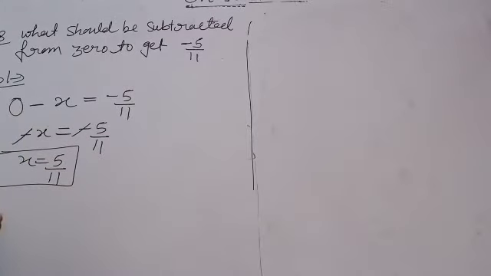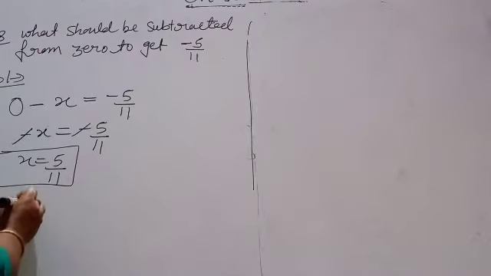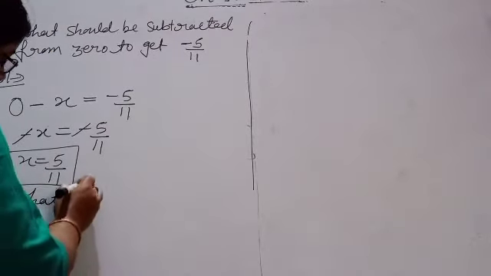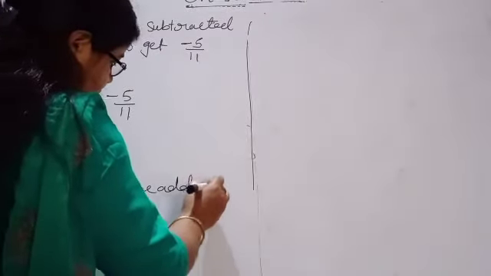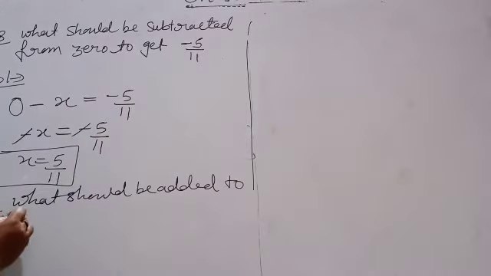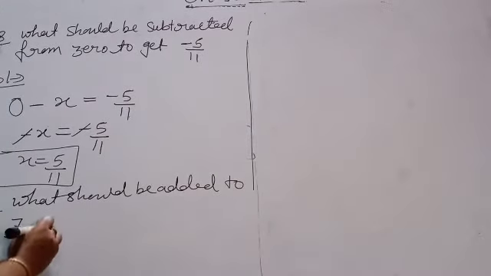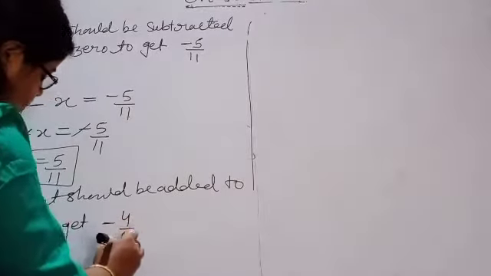Okay. Now see question number 9. And what is question number 9? What should be added to 7 upon 8 to get minus 4 upon 5? See that.